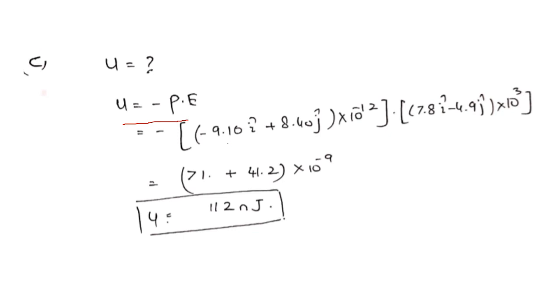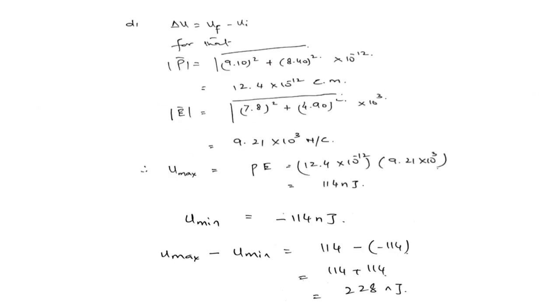So when I multiply this with this, I'll get this 71, and when I multiply this with 4.9, I get 41.2. And overall, this whole thing is being multiplied with this negative sign over here. So this will become positive, and again this will become positive, because both of these have a negative sign, and overall the equation becomes a positive value, and I get U equals 112 nanojoules. So now the energy is 112 nanojoules.